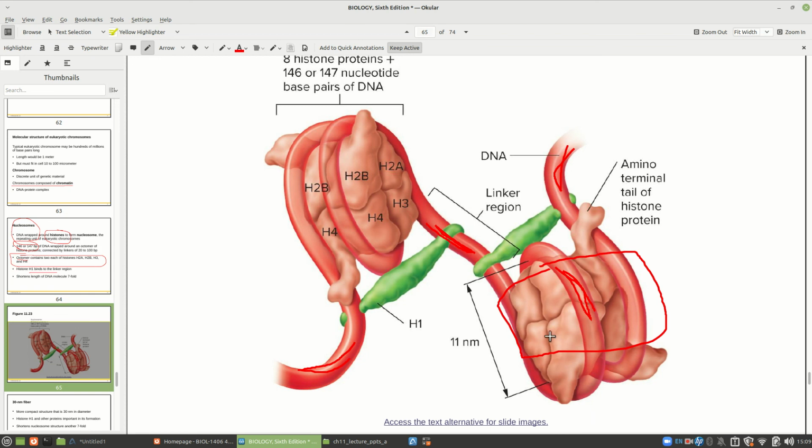And so, of course, we talked about different cells. How do you distinguish different types of cells in your body? Well, it's by what genes are turned on. So how do you determine what type of cell you are?